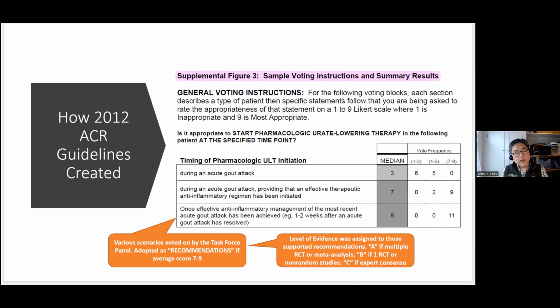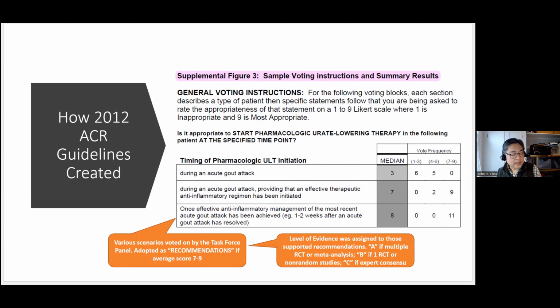So if the average score by the vote from those 11 individuals said yes, with a score of 7 through 9, then that was adopted. They would say, we officially recommend this. Once they figured out which ones were the recommendations, they went back to look at the evidence, the systematic review that they had produced, and assigned the supported recommendation.